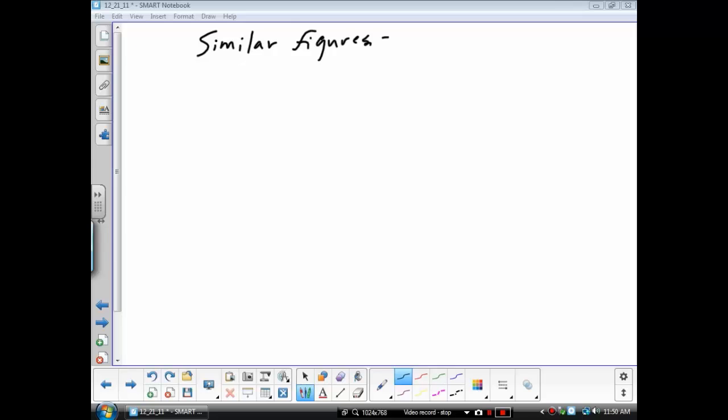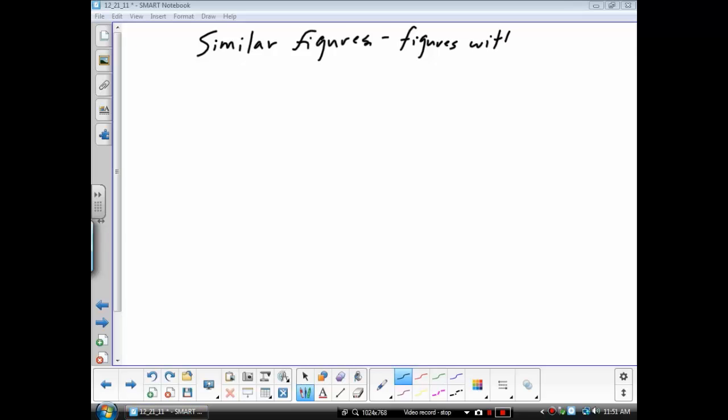Alright, we're going to be looking at similar figures. We know that similar figures are figures that have the same shape but not necessarily the same size. And we're going to look at the two characteristics that make that happen.